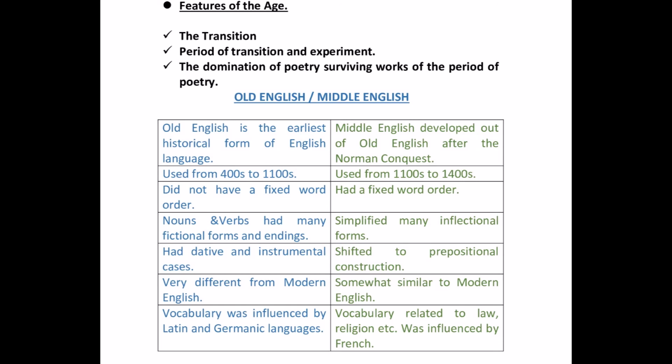Old English had dative and instrumental cases, and was also very different from Modern English. While in Middle English the cases shifted to prepositional construction, somewhat similar to Modern English. In Old English, the vocabulary was influenced by Latin and Germanic languages, while in Middle English, vocabulary related to law, religion, etc. was influenced by French.